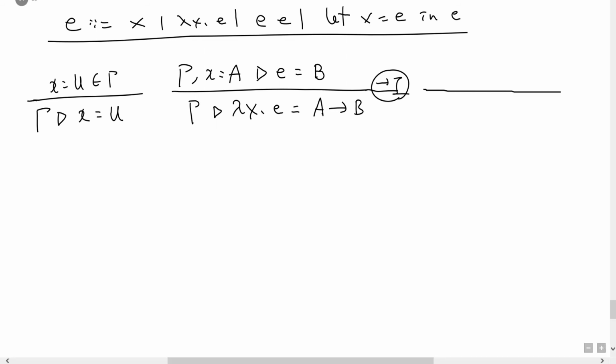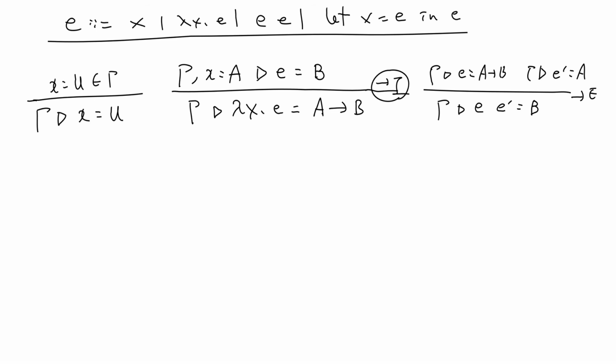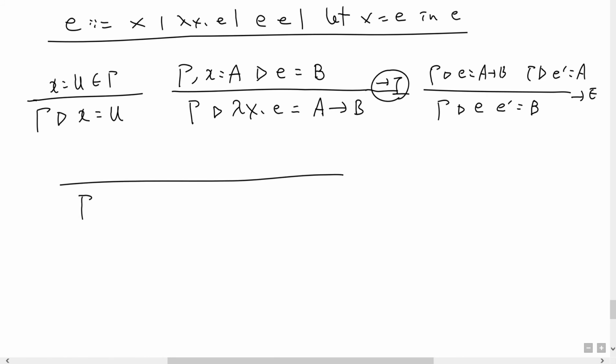And the type of this lambda application is easy. So if expression E has a type A arrow B, and expression E prime is type A, then this application has a type B. This is the arrow elimination rule. What about let expression, let binding? Let x equal expression E in expression E prime.